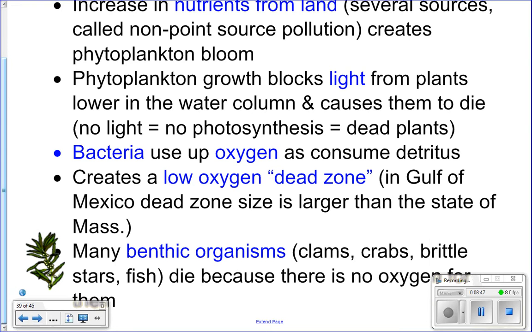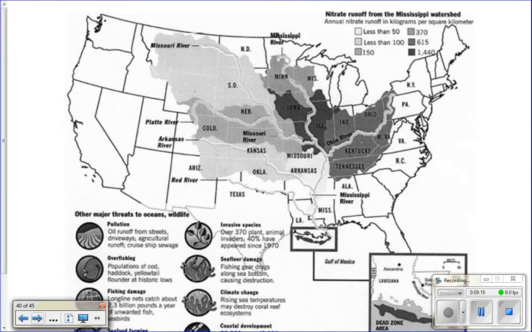And so you get this low oxygen dead zone, and you get all sorts of animals that can't live there. Some of the types of things that can't live there anymore would be clams and fish, because there's no oxygen for them to breathe. So big problem if you get eutrophication. Eutrophication can also occur in other areas in the ocean, like it can occur on coral reefs, which we'll talk about when we talk about coral and coral reefs.